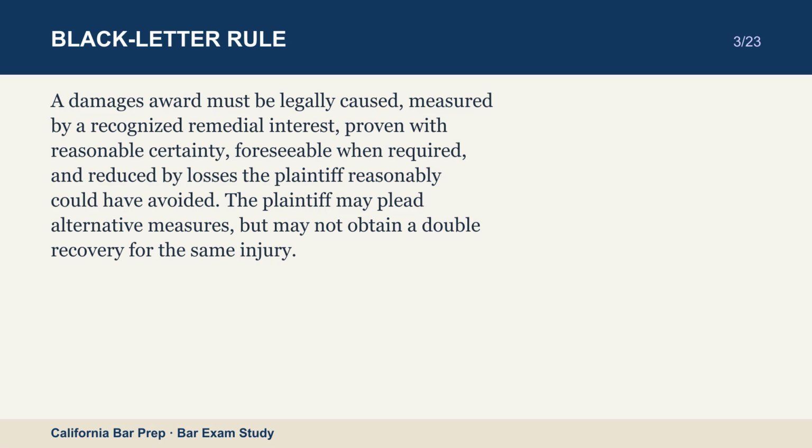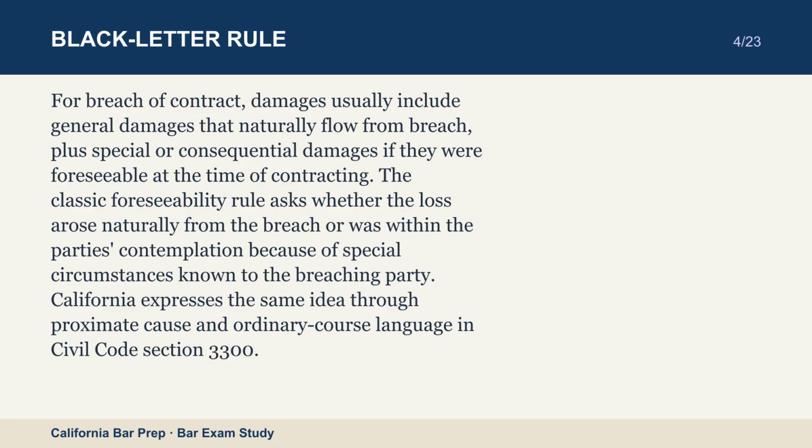For breach of contract, damages usually include general damages that naturally flow from breach, plus special or consequential damages if they were foreseeable at the time of contracting. The classic foreseeability rule asks whether the loss arose naturally from the breach or was within the party's contemplation because of special circumstances known to the breaching party. California expresses the same idea through proximate cause and ordinary course language in Civil Code Section 3300.